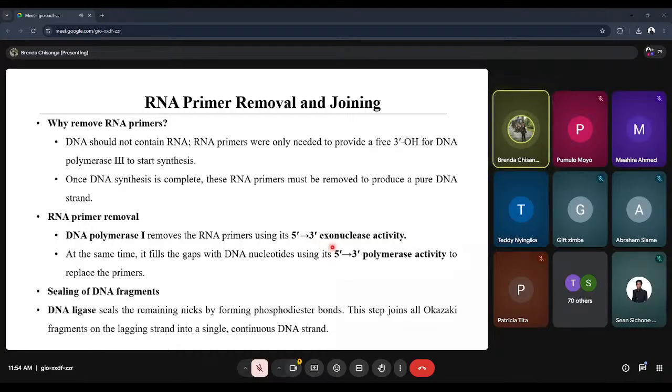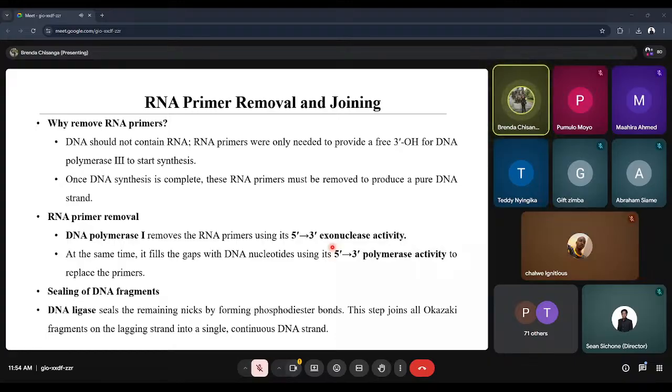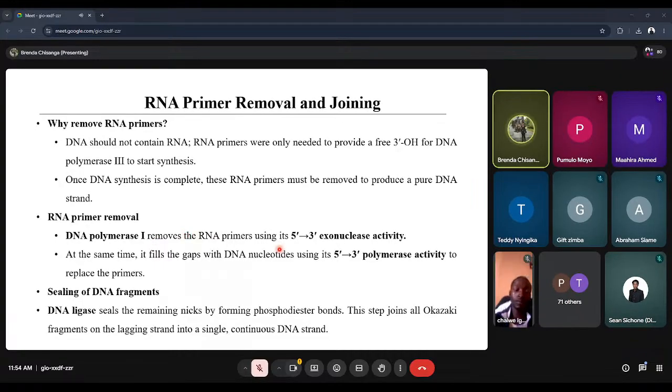The key message here is that the primers on the DNA serving as the initial template must be removed. To remove them, there's another polymerase that does that. This polymerase is referred to as DNA polymerase 1. It removes these RNA primers. Now, how is it doing it, or how is it moving? It is starting from the 5' end of that primer, moving to the 3'. And because it is removing, we can't say polymerase. We are saying it is exonuclease activity. So DNA polymerase 1 removes the RNA primer using its 5 to 3' exonuclease activity.